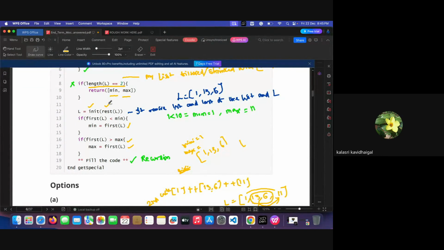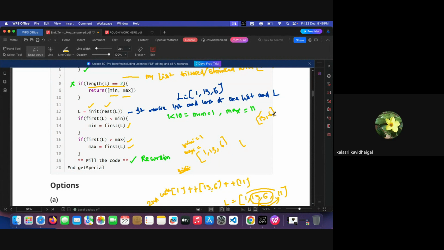Am I right? No. First rest is executed. When rest is executed, what two elements are called? Either this or this? 13 and 6. In 13 and 6, what is the init? 13. Yes. Over, no?